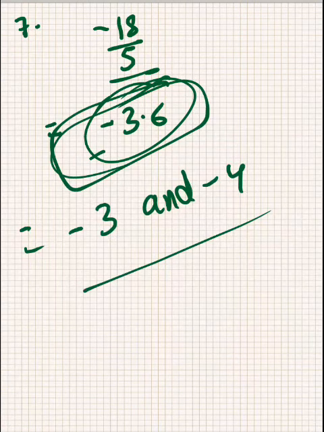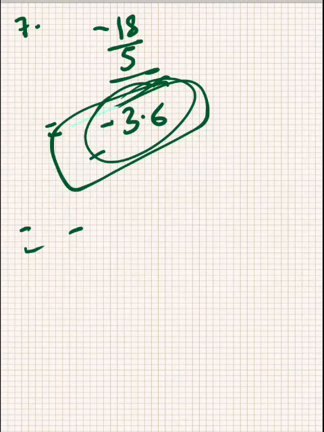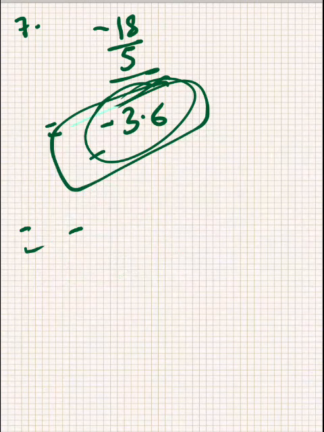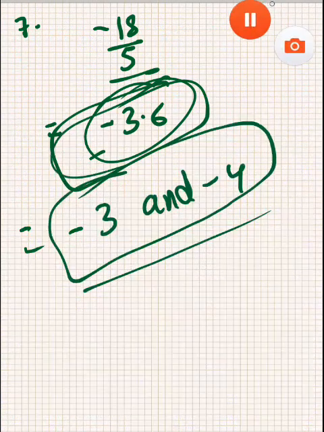Now you can't say that it is between 5 and 6, that cannot happen. So basically between minus 3 and minus 4. It's very simple. You have to just express it in decimal form.